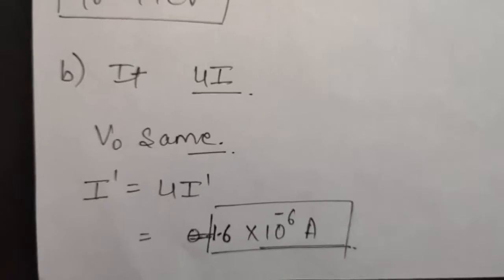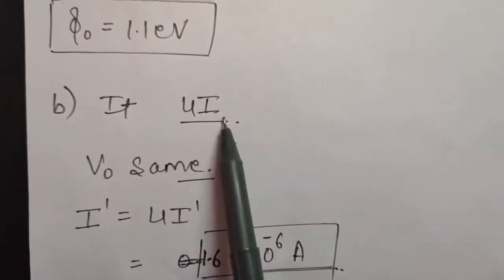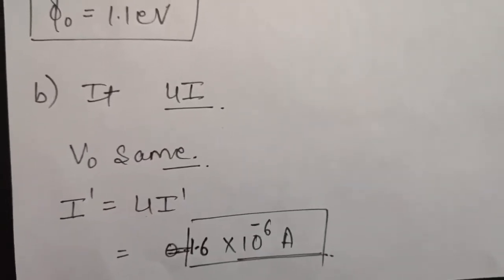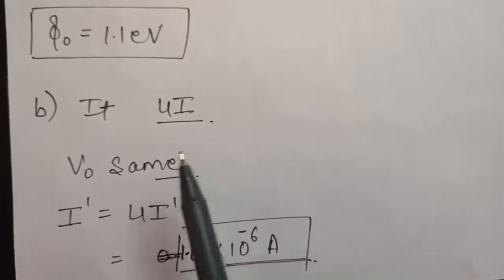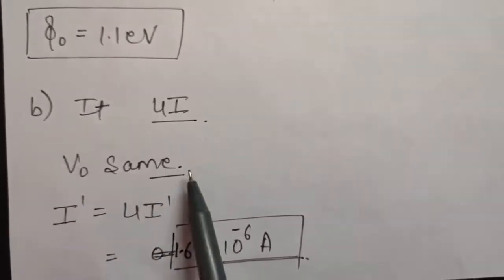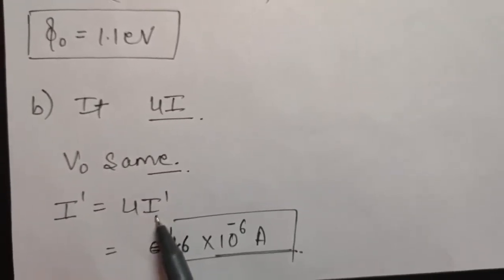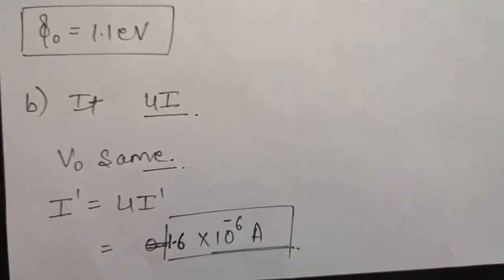Now in B part it is given, if the incident intensity becomes 4 times, then what will be the effect on the stopping potential and saturation current? So as you know, stopping potential does not depend on the intensity of incident light, so it will remain same, while the photoelectric current will become 4 times of initial value. So the answer will be 1.6 into 10 to the power minus 6 amperes.